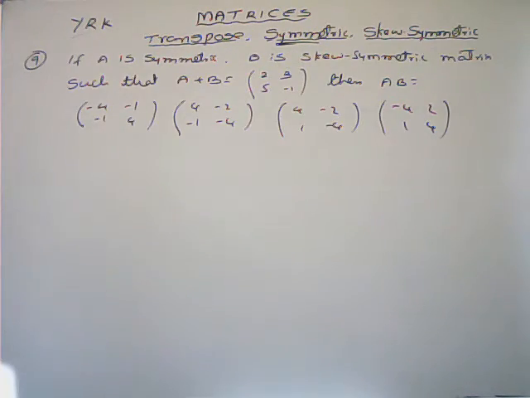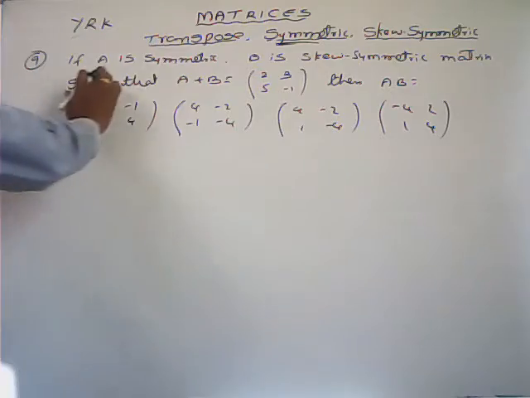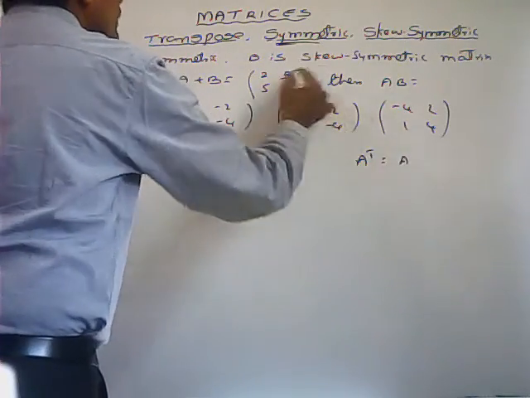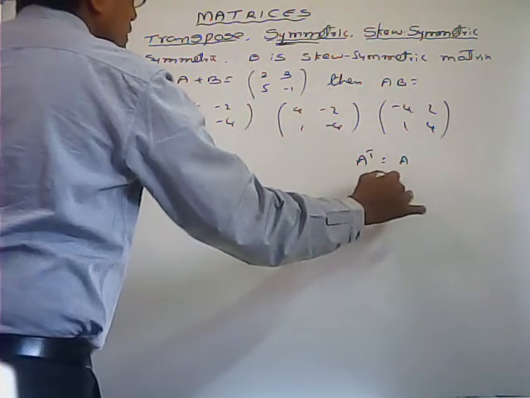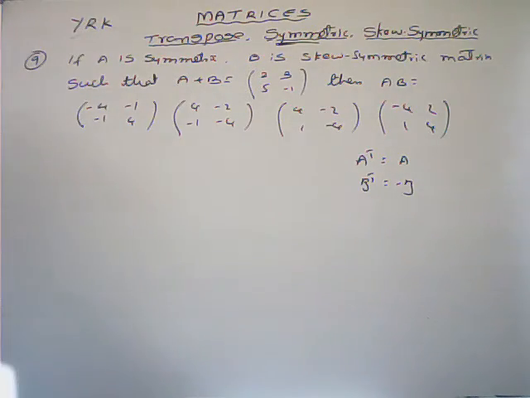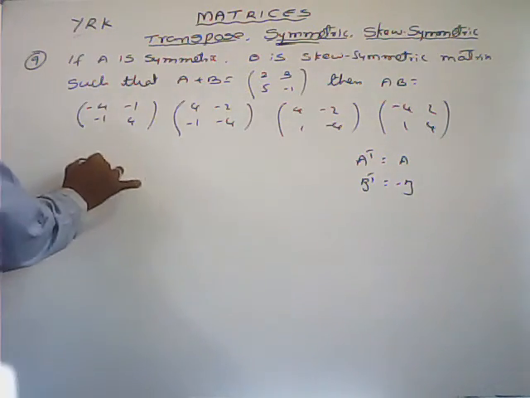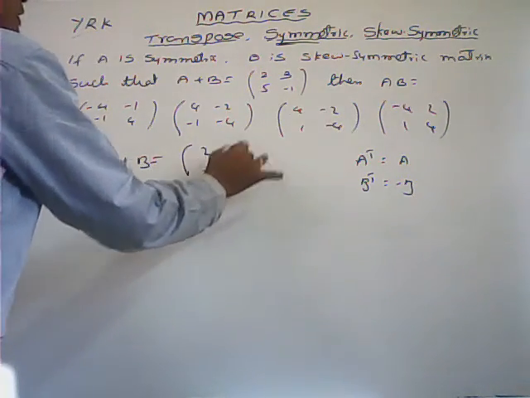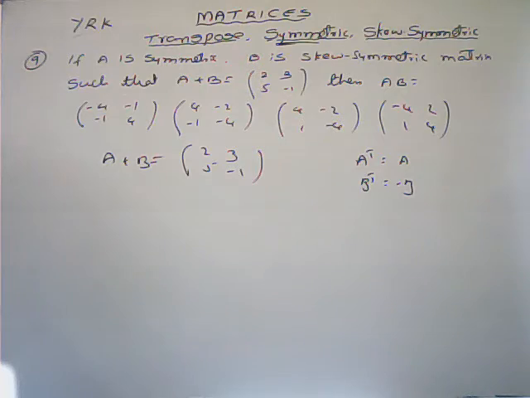Next, A is a symmetric matrix, which means A transpose equals A. B is a skew symmetric matrix, B transpose equals minus B. Such that A plus B is given as the matrix [2, 3; 5, minus 1]. Here they are asking A into B. If you know A and B, then only we can multiply both matrices and get the result.